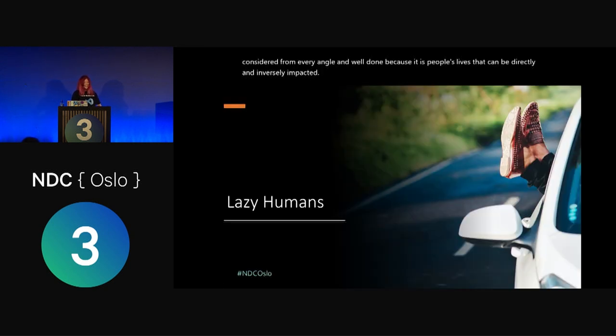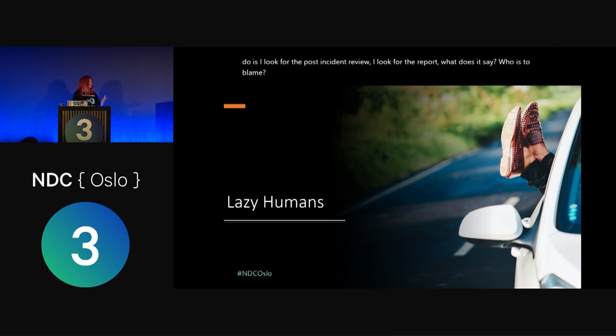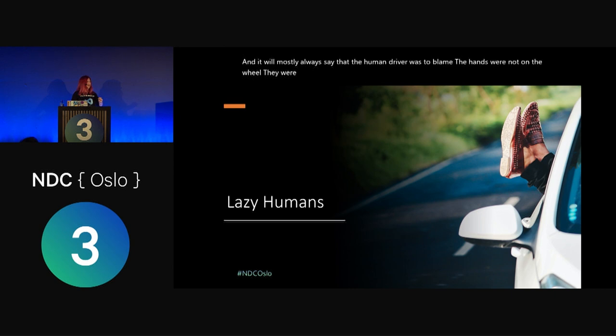Yes, this is what we want, though, with the self-driving cars, right? We want to be sleeping. But whenever there is an accident with a driver assist car at the moment, the first thing I always do is look for the post-incident review. I look for the report. What does it say? Who is to blame? And it will mostly always say that the human driver was to blame. The hands were not on the wheel. They were not watching. They were watching a movie, something like that.